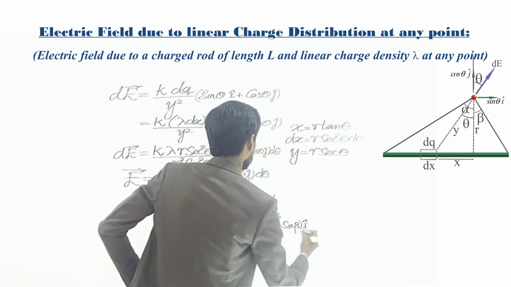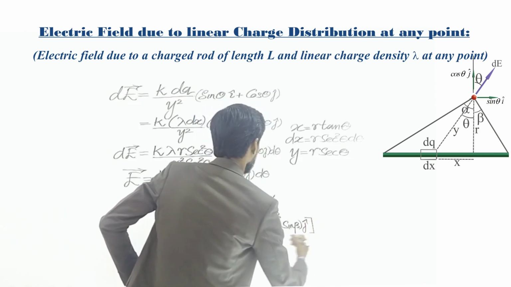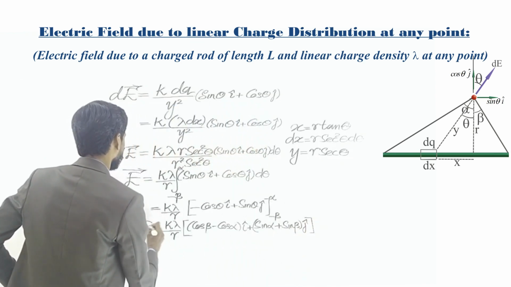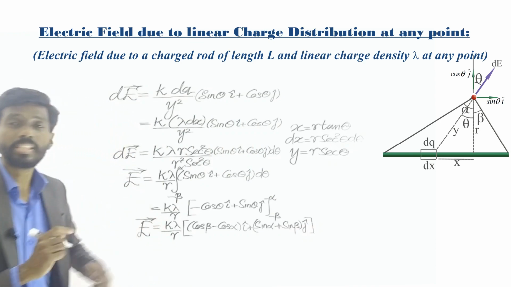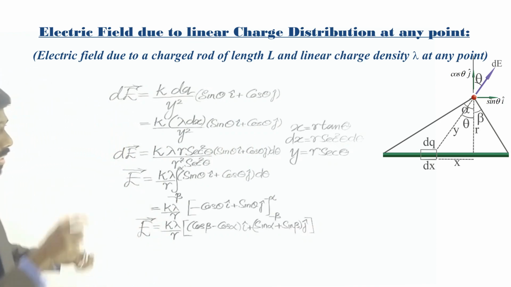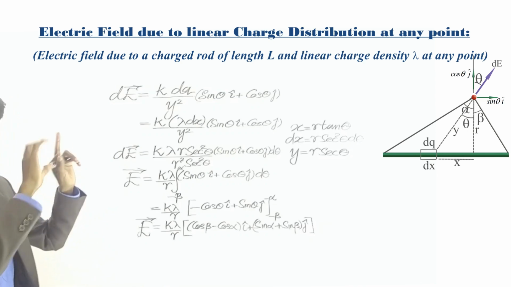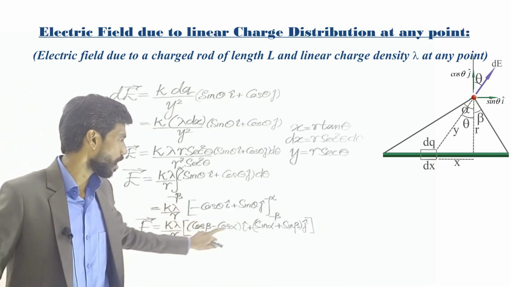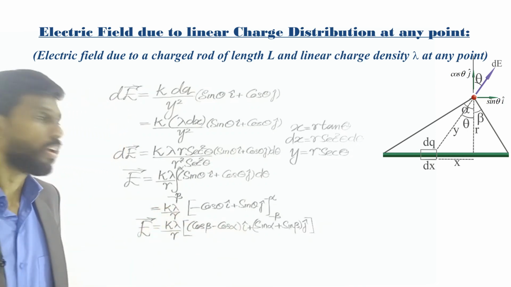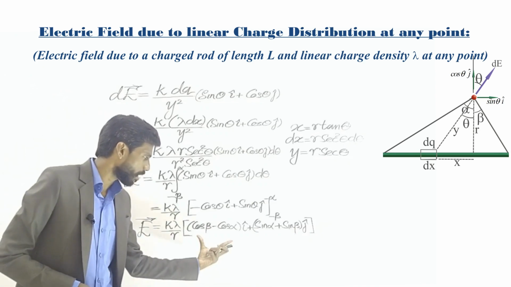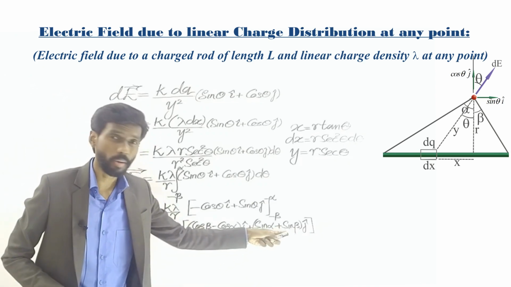Okay, so j cap. That's all. So this is our required electric field. This is the formula for the electric field due to this rod at a random point. All these values are known, alpha, beta, everything. This is the x component of the electric field, and that is the y component of the electric field.